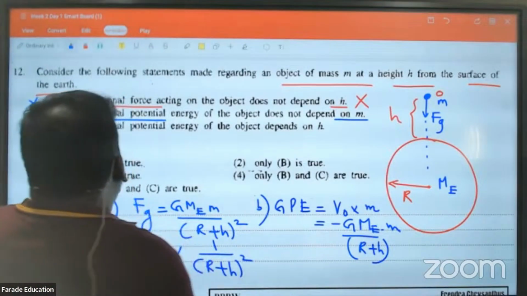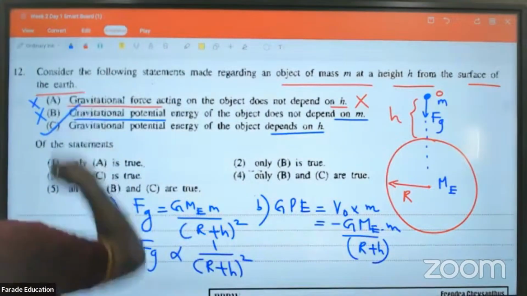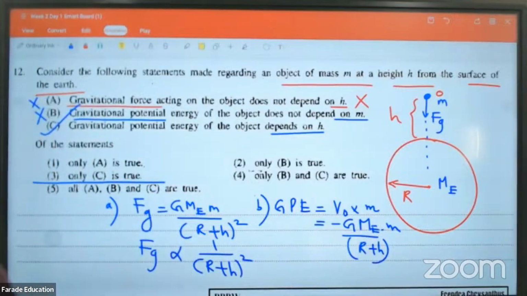Statement C: gravitational potential energy depends on h. Yes, it depends on h. Correct. Only C is correct. Question number 12, answer number 3.